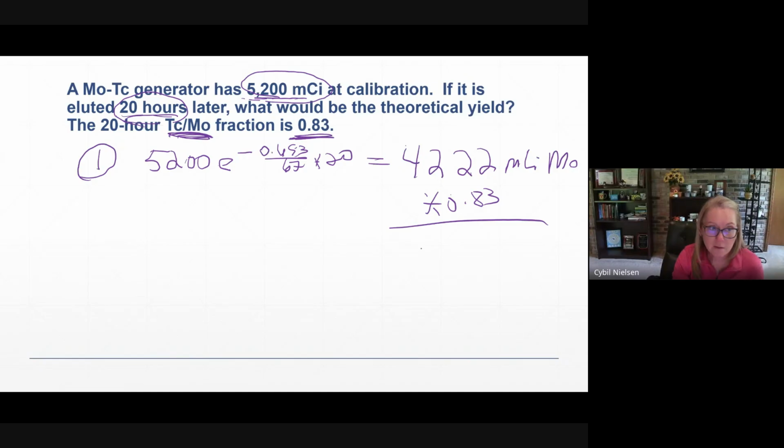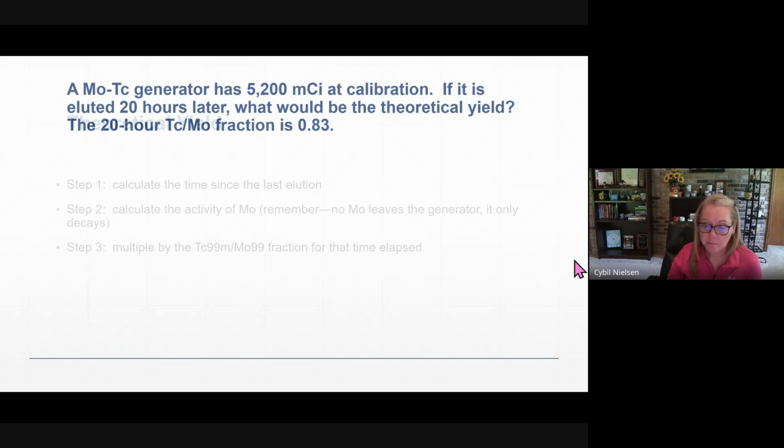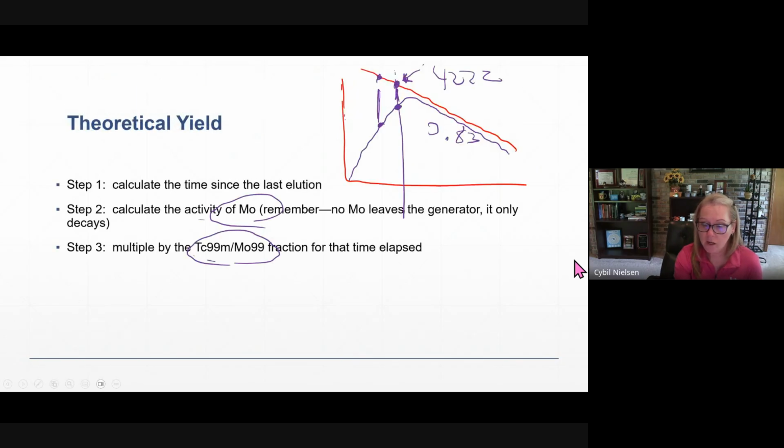And that gives me 3,505 millicuries of tech. So step one, find out how much moly you have. Again, it's more important to understand what's going on in the generator. We're going to find out how much moly we have, and then multiply it by our ratio, because that ratio is going to change over time. Over time, our ratio is going to get higher because I have more technetium compared to molybdenum. Once I get over here, that ratio stays the same.